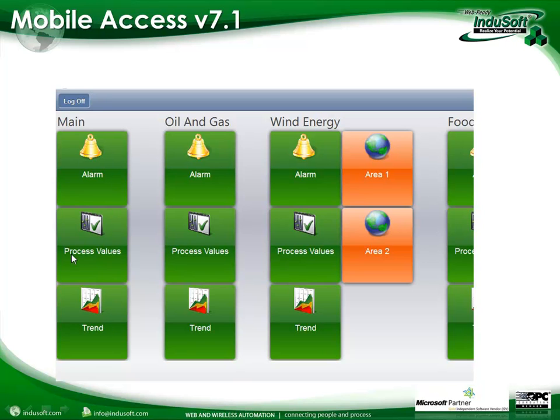The process values are the tags, the alarms, and the trends. And then as you move into each subsection, you can configure what tags you're going to see in which of these areas. So if you take a look here in the main, we have alarms, process values, and trends. In the oil and gas, we have alarm, process values, and trends for that section. And we can go more out to the right if we need to. But I wanted to point that out before we talk about how to configure this.